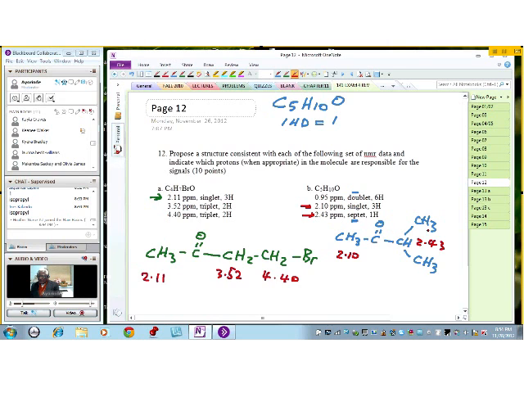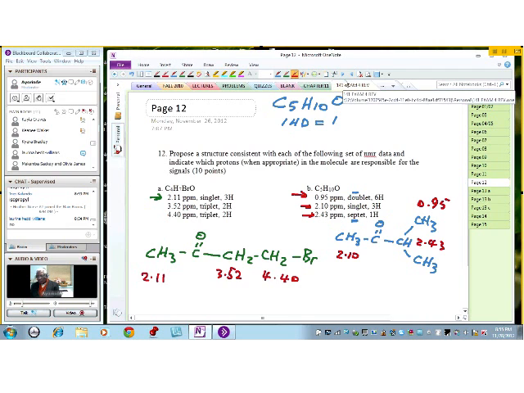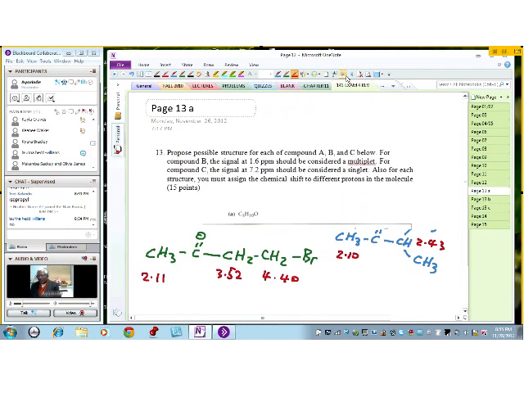Okay, and then this methyl here and this methyl here, that is what you have here, 0.95, and that is a doublet, 6 hydrogen. Do you have any question on this? Okay, we are moving right along. We only have 2 more problems to go, then we call it a day.